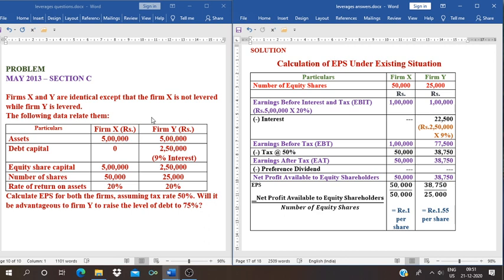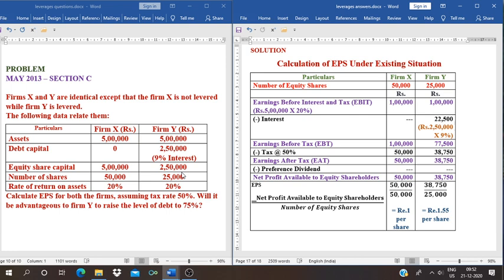There are two firms given, X and Y. Assets are 5 lakh and 5 lakh. Debt capital, as I told, firm X is not levered, meaning they have not issued any debentures, so it is 0. Firm Y has issued debentures, that is debt capital 2,50,000 at 9% interest. Then equity share capital for firm X is 5 lakh and for firm Y 2,50,000. What is the total capital for firm X? 5 lakh. For firm Y?